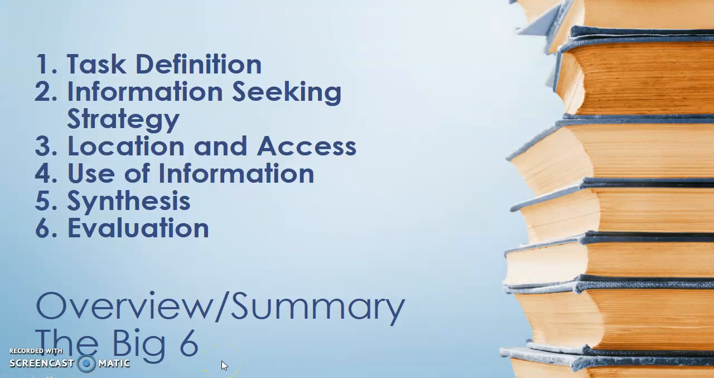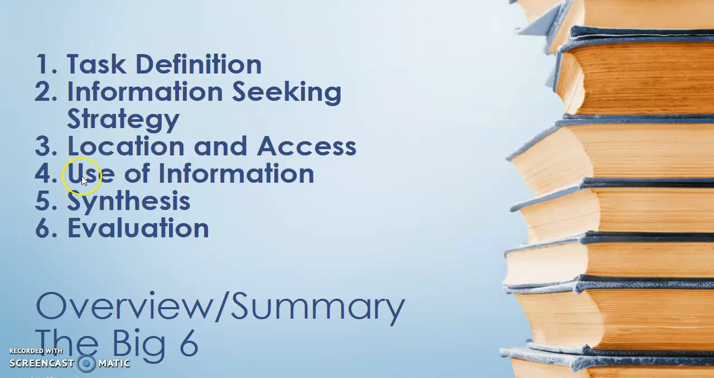The first one is the task definition. You need to define the problem and figure out what information you'll need. The second of the Big Six is information seeking strategy. You're going to look for different sources to support your topic and choose the best one. The third one, you're going to locate and access information. You need to physically or digitally locate those sources to find information within by reading the information within.